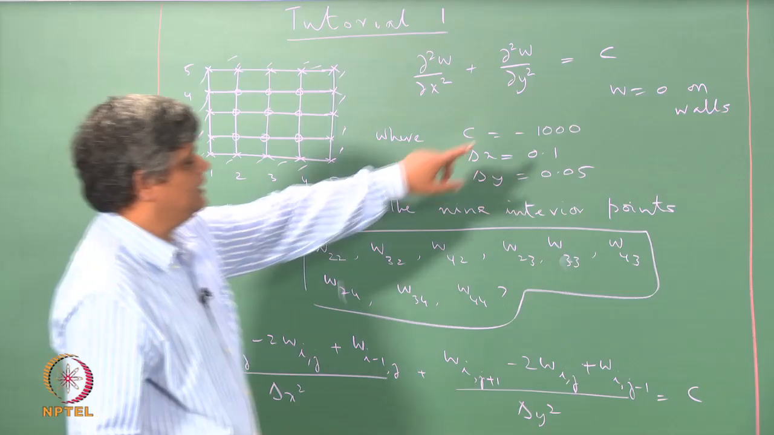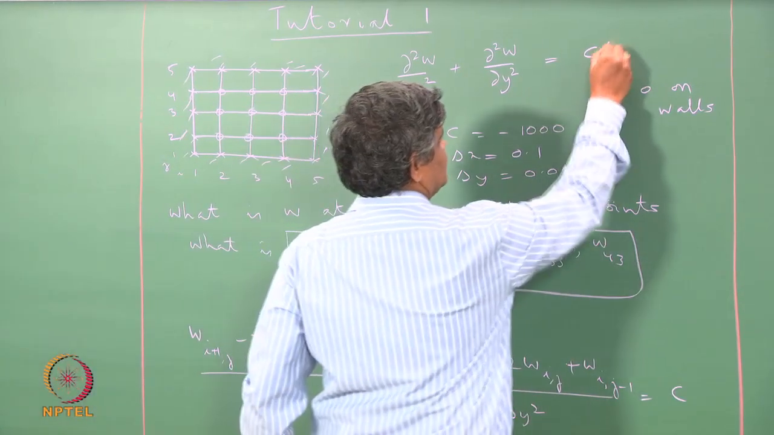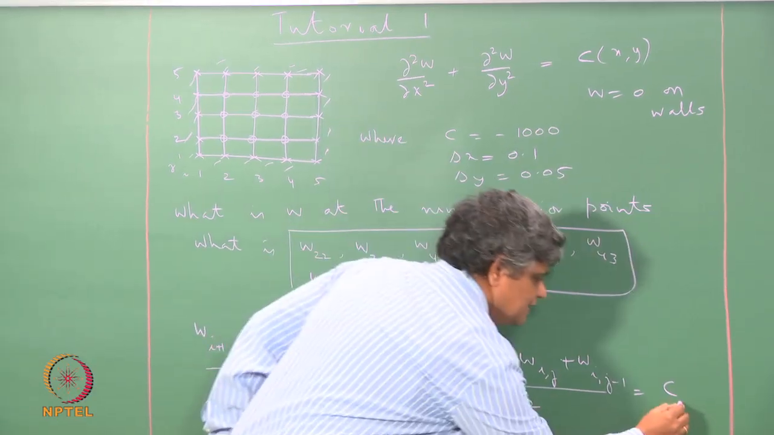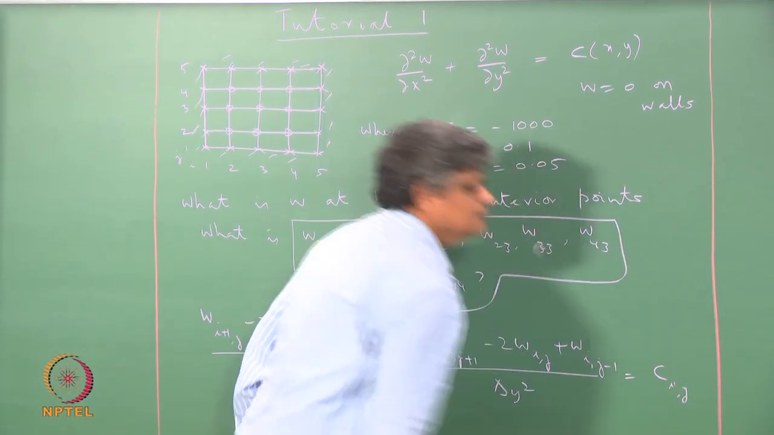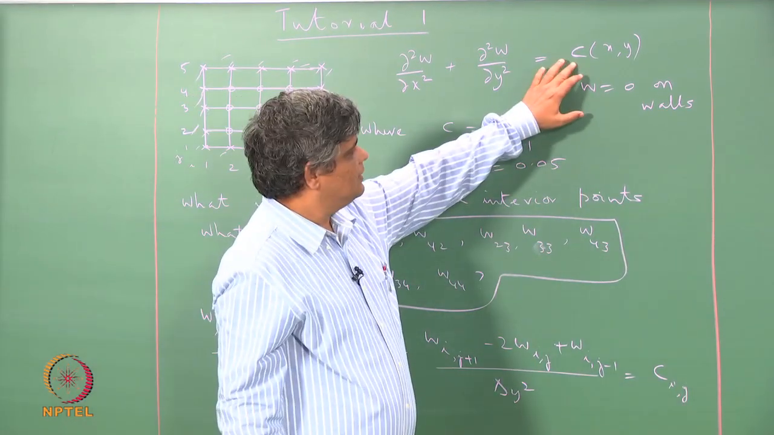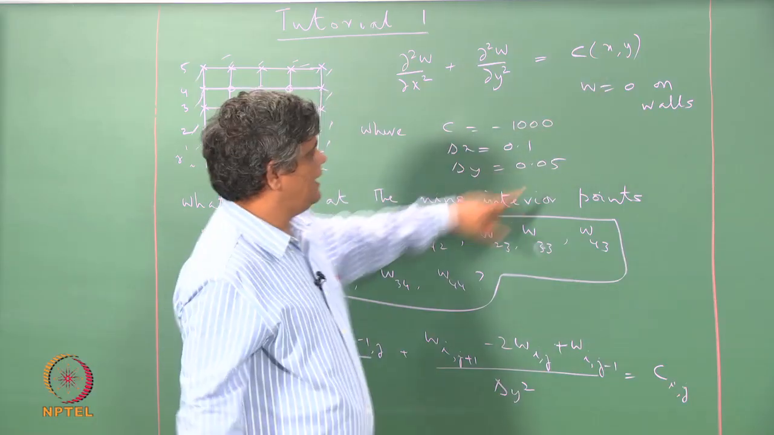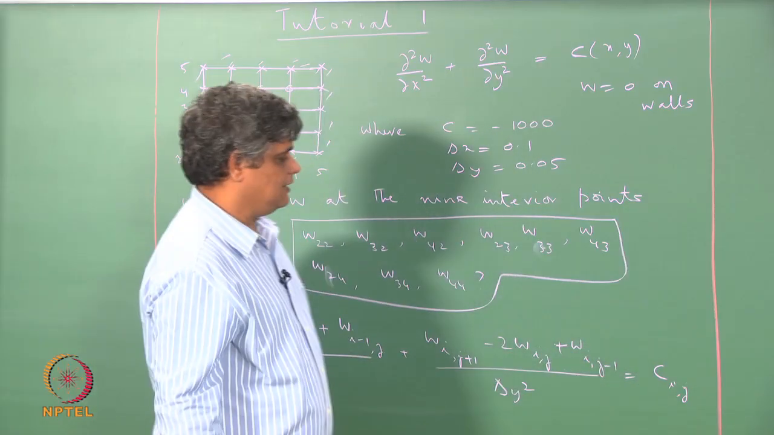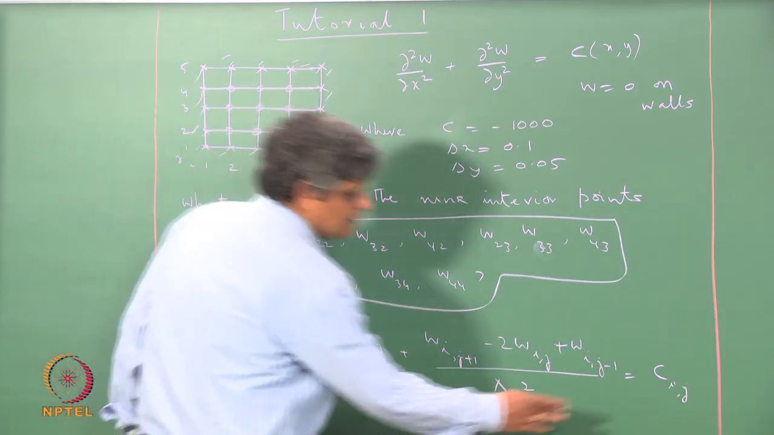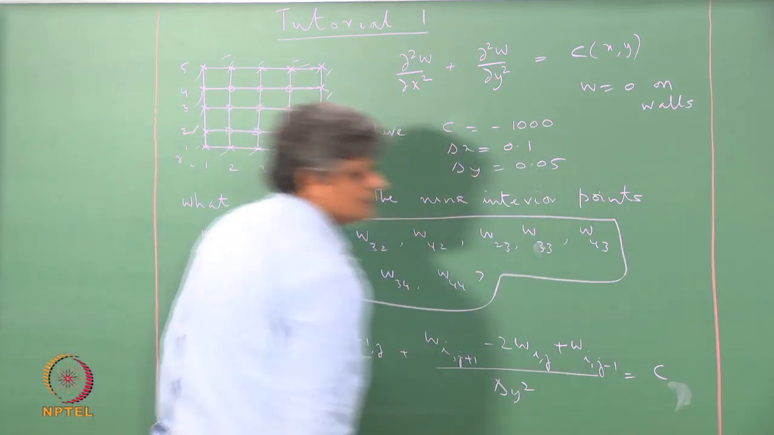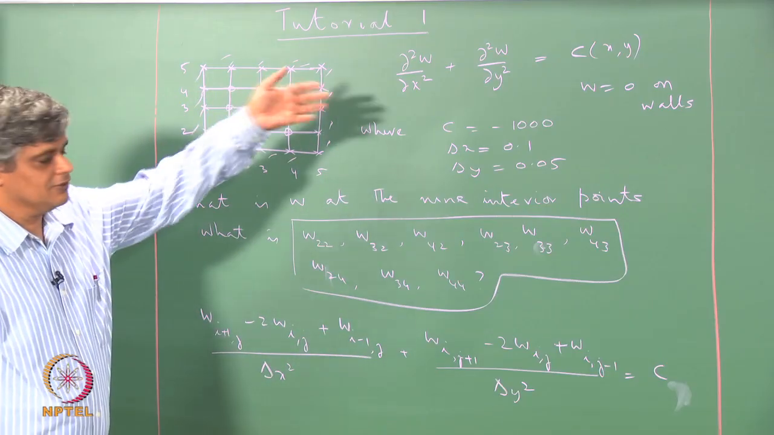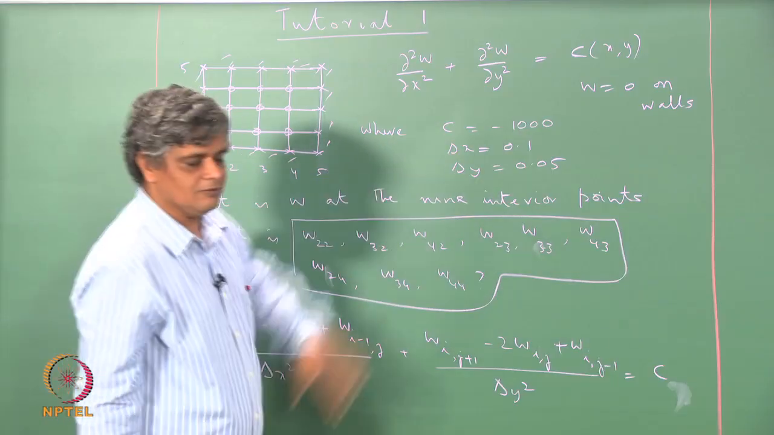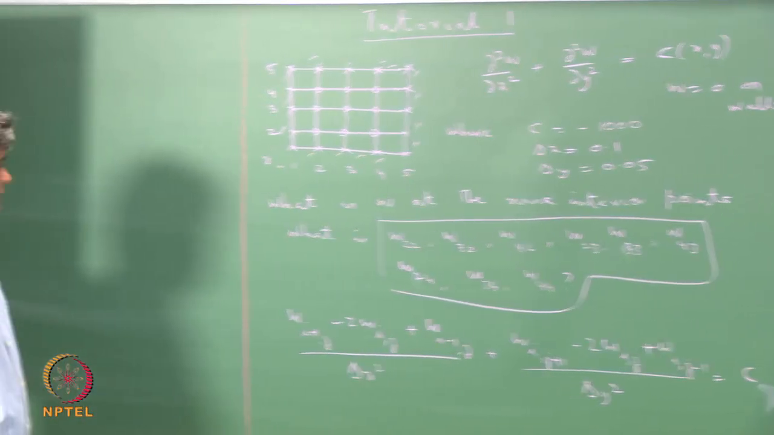In a case where C is a function of x and y, this C here would become C i comma j. We know this function, so we substitute xi and yj here and then get the value of C at ij, and we put it as C i comma j. But right now it is not a function, it is a constant. For the case of fully developed flow, C is a constant. So it has a value here, and we have minus 1000 as the given value.